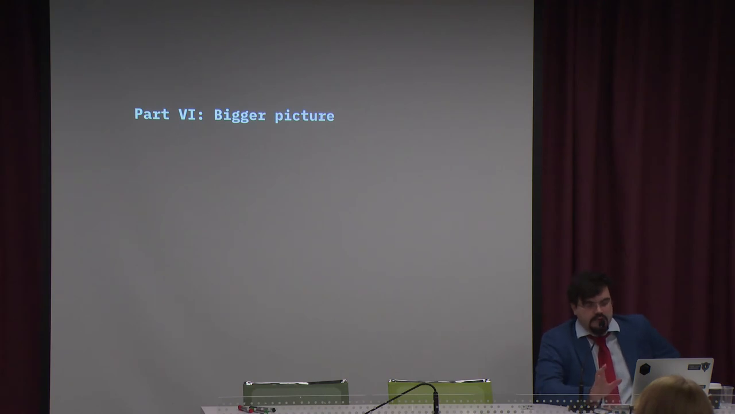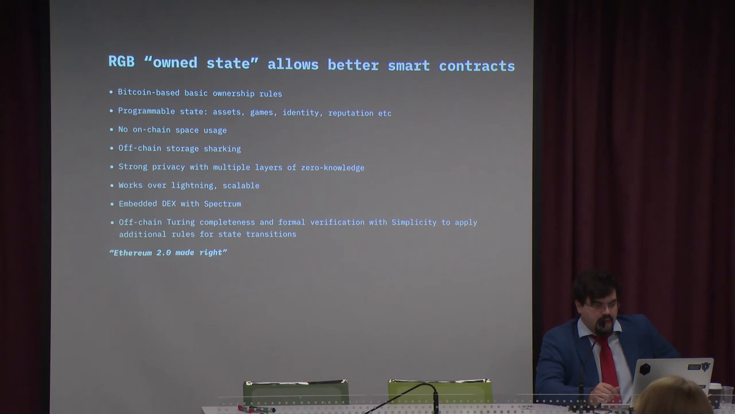And the last part, on which we will finalize today and the whole non-conference for RGB, is that I would like to spend a few minutes showing what our LNPBP association is trying to achieve and the bigger picture we are thinking of even outside the RGB itself, and why it starts with the RGB. The idea is that RGB, as we already have understood, owns state, which allows better smart contracts.